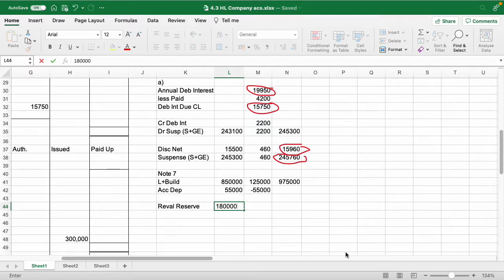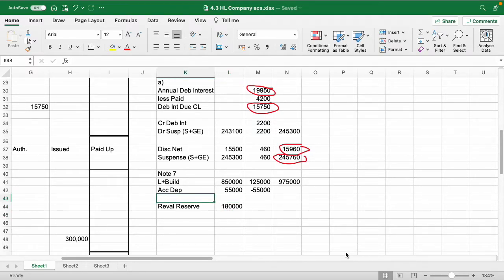The second thing that I need to do is at the end of the year, now that I've got a new figure for my land and buildings, I'll have to do my depreciation expense. Now, I'm doing my depreciation expense second because I'm revaluing at the beginning of the year. If I was revaluing at the end of the year, then I do my depreciation expense first and then I'll do my revaluation. Okay? So, depreciation expense.